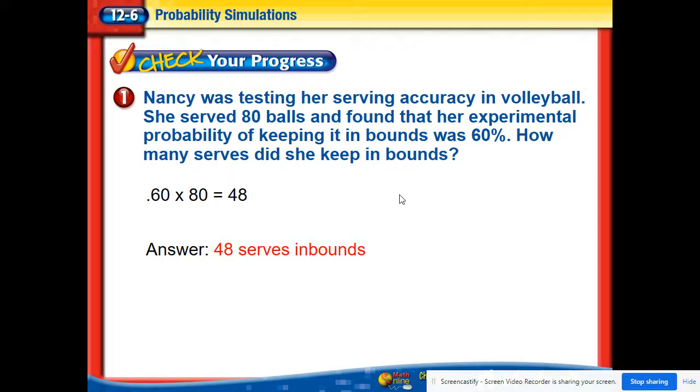Nancy is serving for volleyball. She served 80 balls and found that she was keeping 60% of them in bounds. So how many serves? Again, 60% times 80 is 48. So she had 48 serves in bounds.